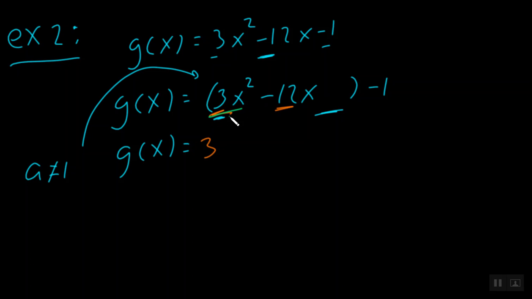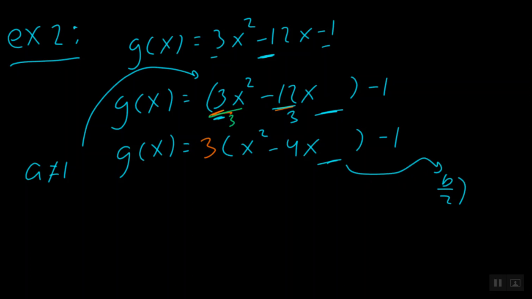And when we do 3x squared divided by 3, well, that just leaves us x squared. And negative 12 divided by 3 is negative 4x. And now we can create our perfect square. So notice, as always, we'll use b over 2 squared. Our b term is negative 4 over 2 squared, and negative 4 divided by 2 is simply negative 2 squared. Now we know negative 2 times negative 2 is positive 4.